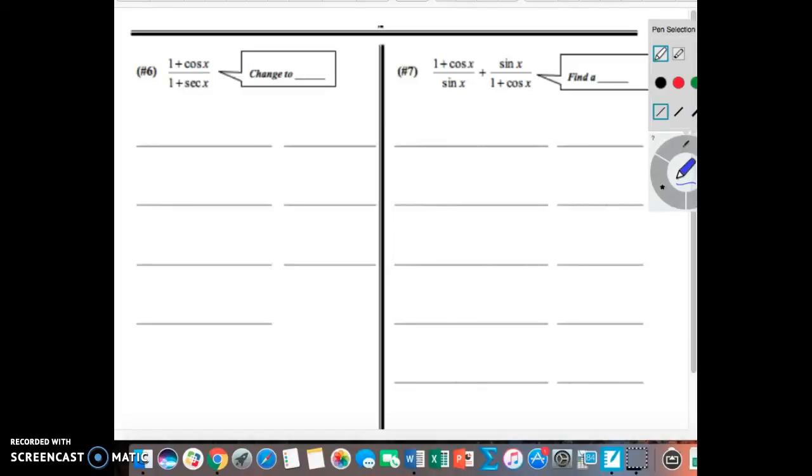JSteele's Precalculus, Part 2 of Section 7.1. We're dealing with simplifying trig functions using trig identities.